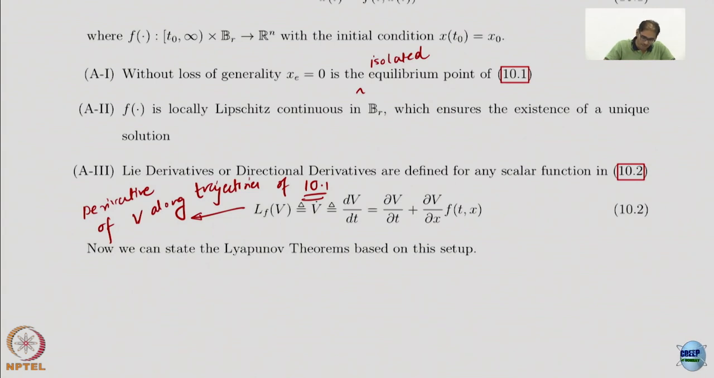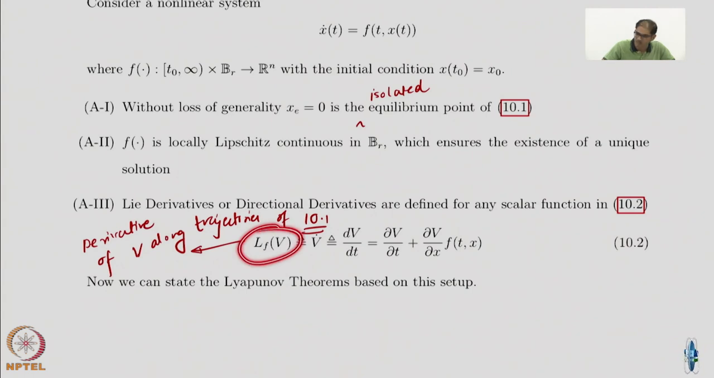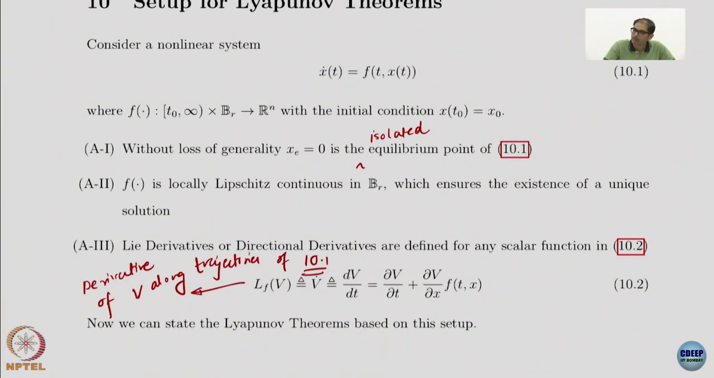And when we identify this V with trajectories of a particular system, what you compute as V dot is just the partial of V with respect to time plus the partial of V with respect to states times f(t,x). That is L_f V, the Lie derivative. It's called the Lie derivative, the directional derivative of V. So this is the notation, but as far as you are concerned, you are just computing V dot.